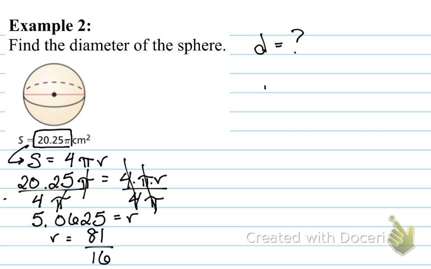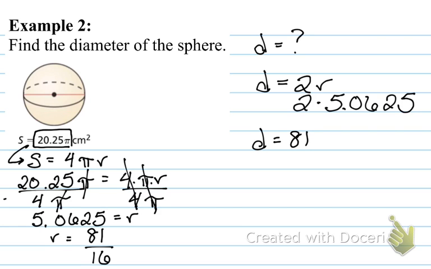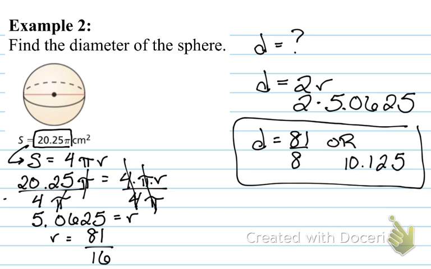The diameter is equal to 2 radii, so take 2 times the 5.0625. I have my calculator, so just times 2. As a fraction, my diameter is 81 over 8, or as a decimal, 10.125. So there is my diameter.